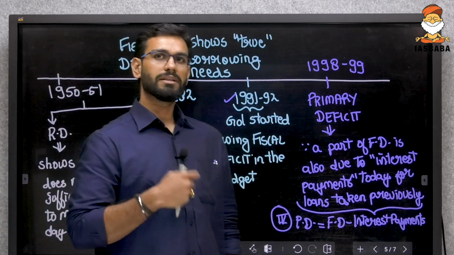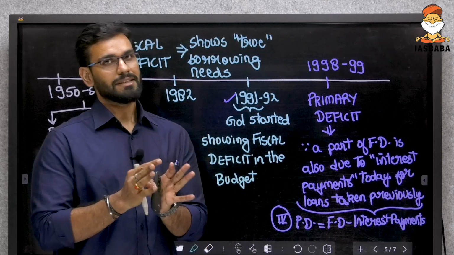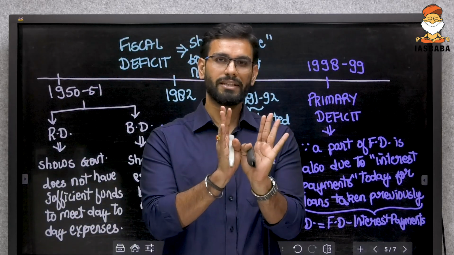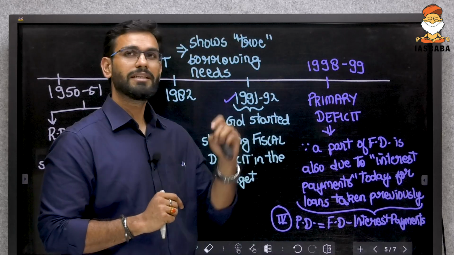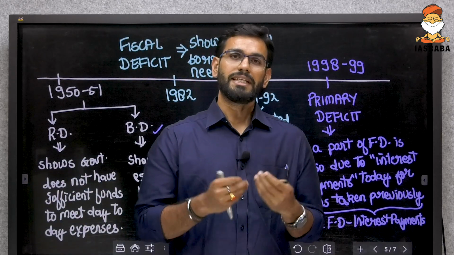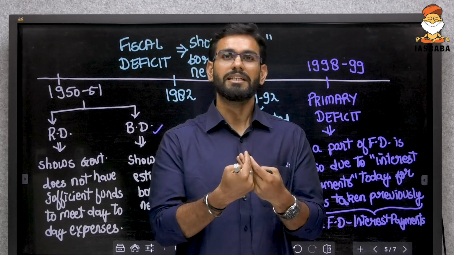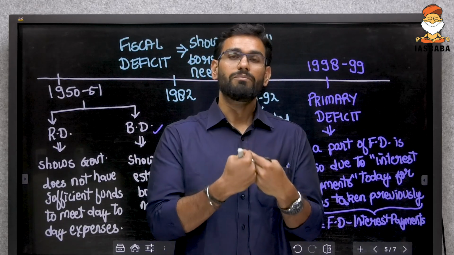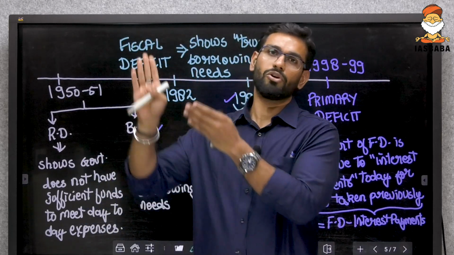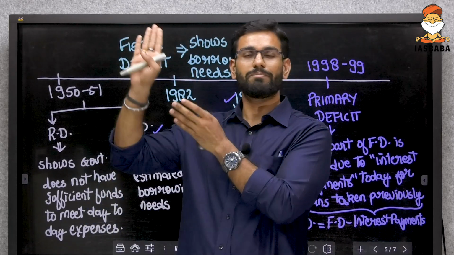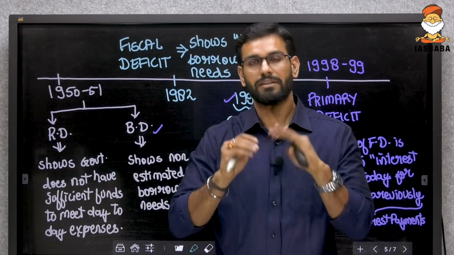So how did they counter that? They countered that by giving the argument that, yes, I agree that fiscal deficit is very, very high. But you also need to understand that a part of the fiscal deficit is because of the interest payment that I am making today. Interest payment is my expenditure, that is my revenue expenditure. I have to make that interest payment today because the previous government had borrowed the loan. That is why, because of the previous government, I have to make the interest payments today.